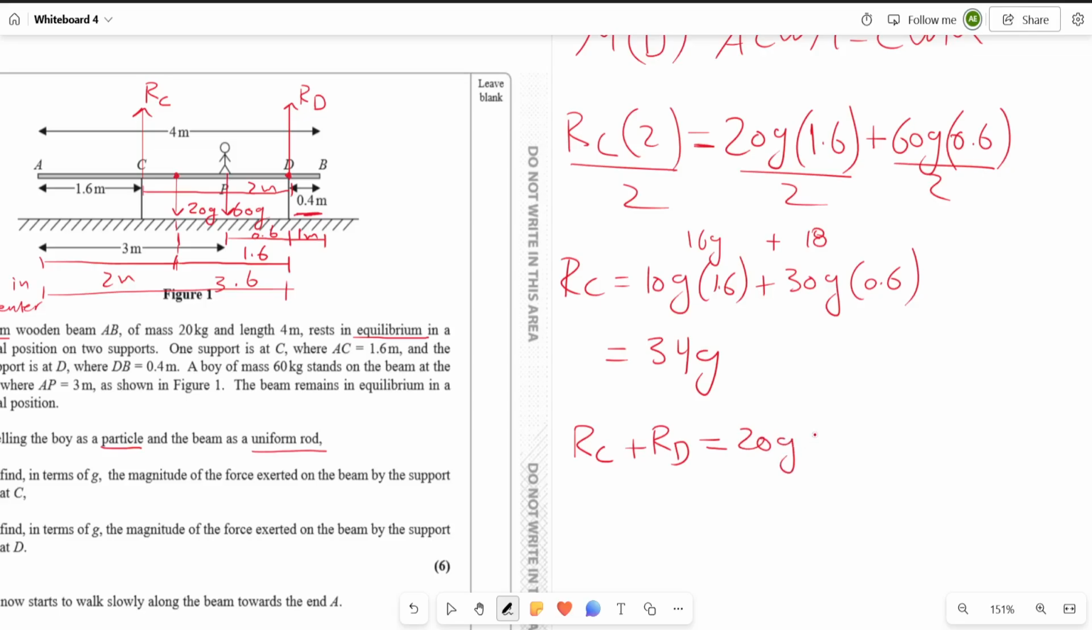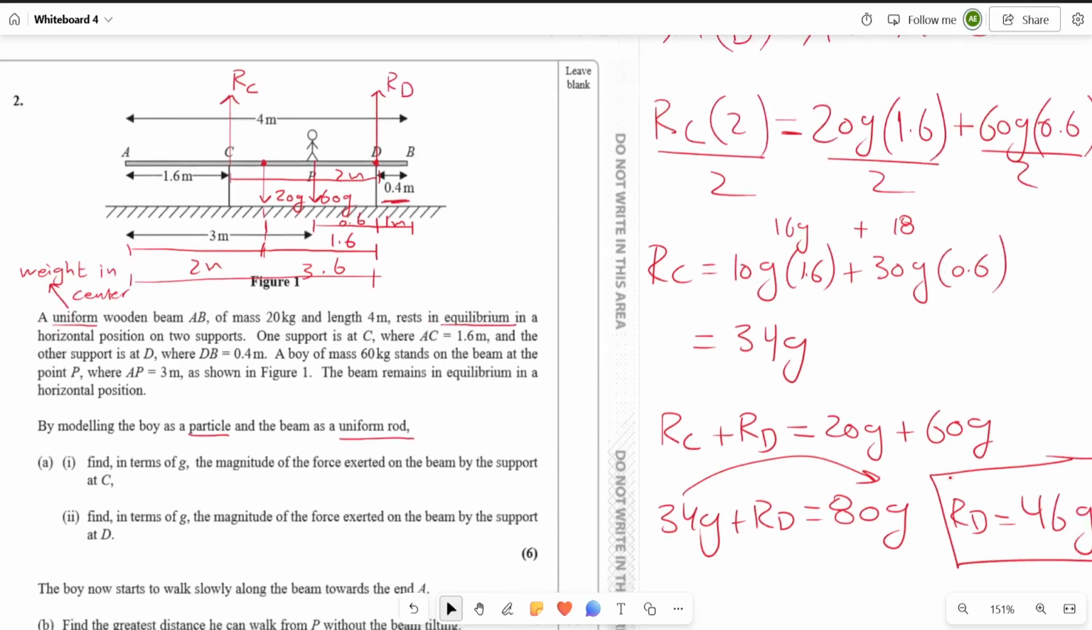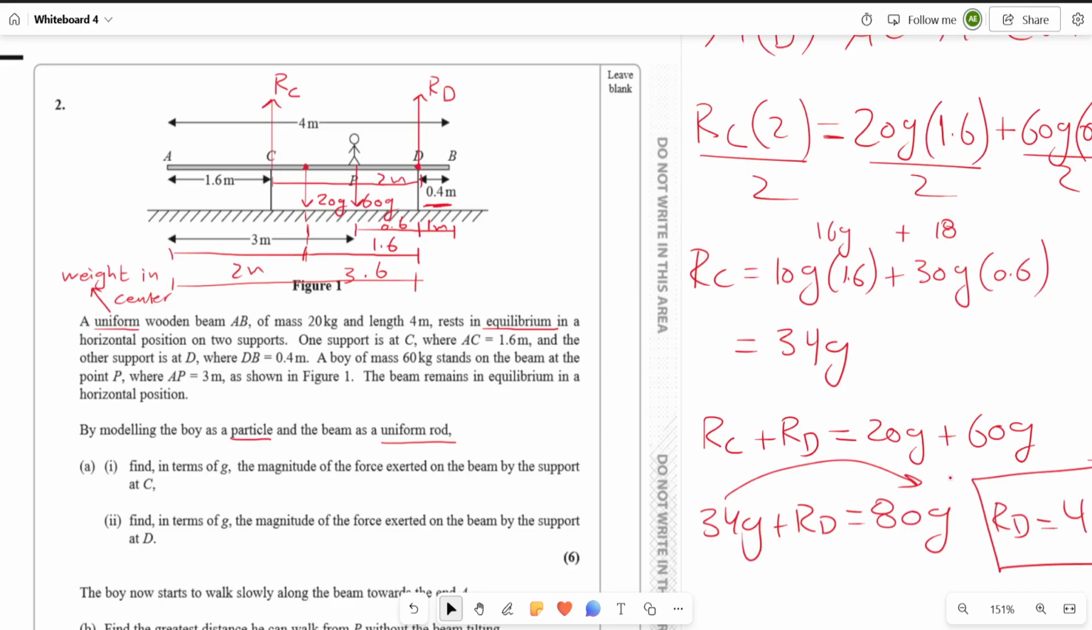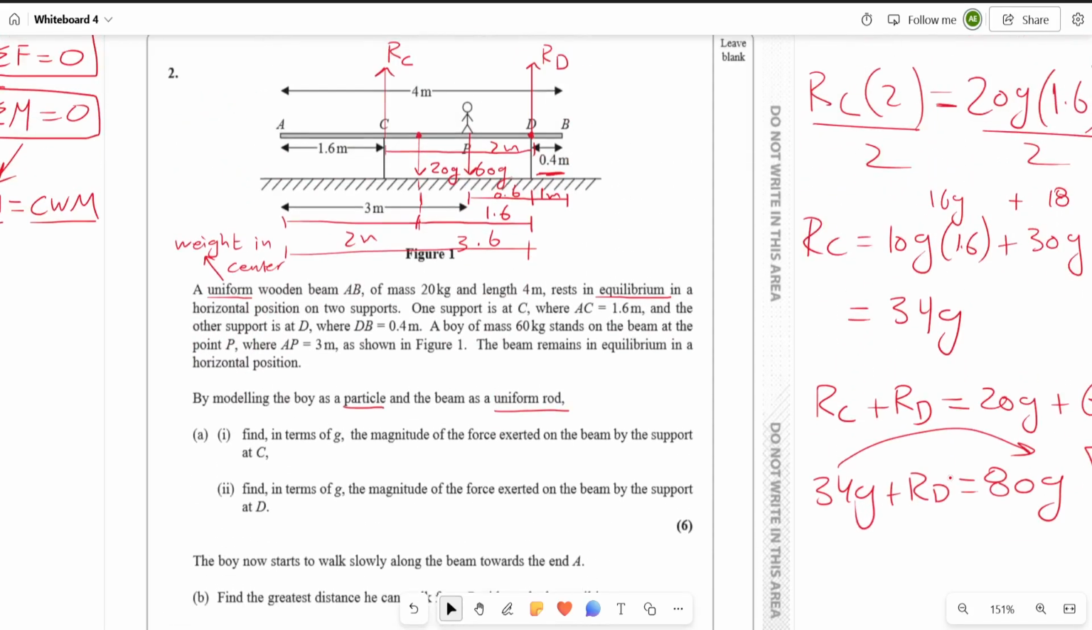So equals 20g plus 60g. I know RC is 34g from the first part, plus RD is going to equal 20 plus 60, that is going to be 80g. So now RD is going to be simply, I'm going to move this to the other side, it's going to become 80 minus 34. That is going to give me an answer of 46g, and this is my answer to the second part. Okay? So up until now, I think we are okay.